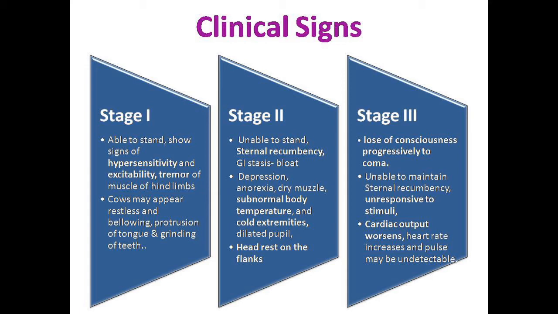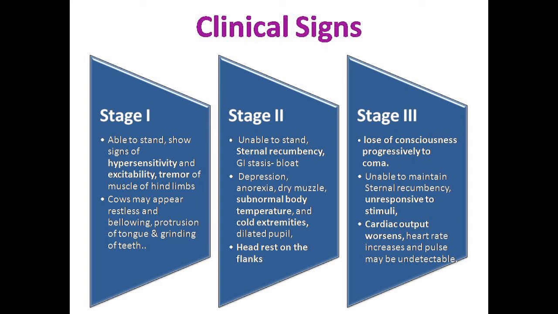If calcium therapy is not initiated, cows will progress to stage 2. In stage 2, the animal is unable to stand and rests on the sternum. There is sternal recumbency, and smooth muscle paralysis leads to gastrointestinal stasis, which results in bloat. Cows show depression, anorexia, dry muzzle, subnormal body temperature, cold extremities, and dilated pupils. All these signs are seen in stage 2.